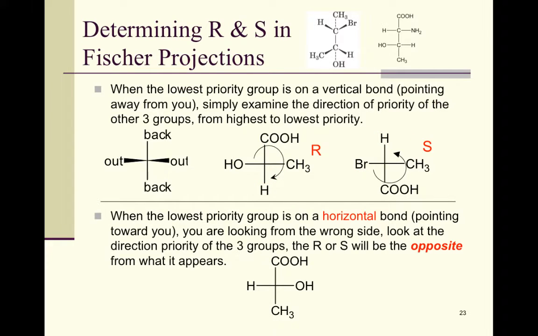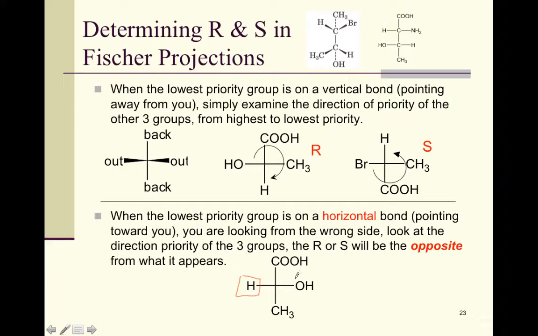When the lowest priority group is on a horizontal bond, that means it's pointing towards you. So the lowest priority is towards us. That's the opposite of what you want. So that means it's the opposite of what we observe. We're looking at the wrong side of it. We look at the direction of the priority of the three groups. Lowest priority is on a horizontal. It's the opposite of what it appears.